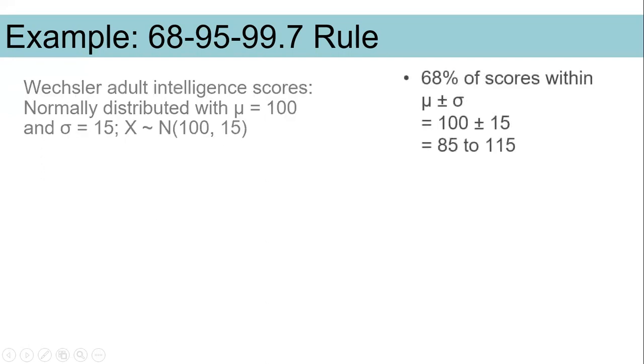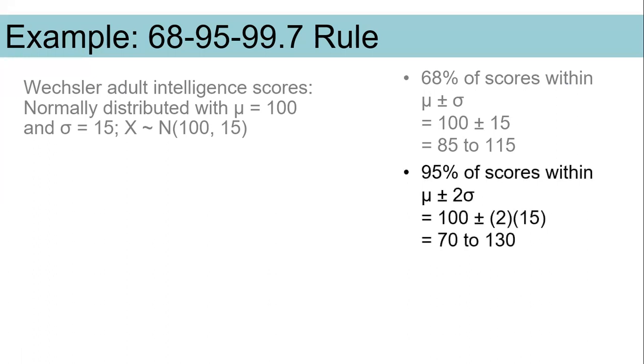So that means 68% of the scores are within mu plus or minus your standard deviation. Remember, your mu is 100. So if you subtract 15, 100 minus 15, that's 85. Then to get the higher one, you add 15. 100 plus 15, you get 115. Which means approximately 68% of the scores are within 85 to 115.